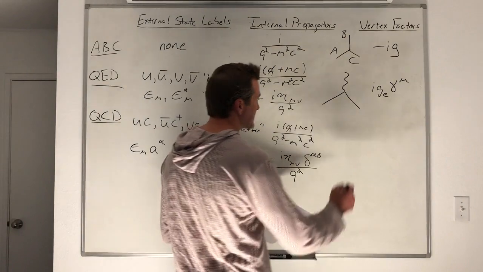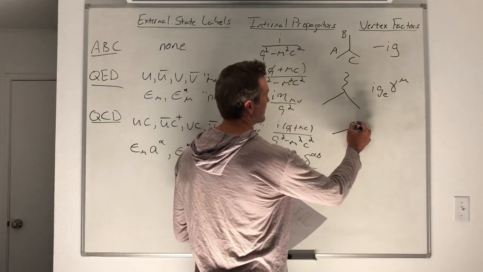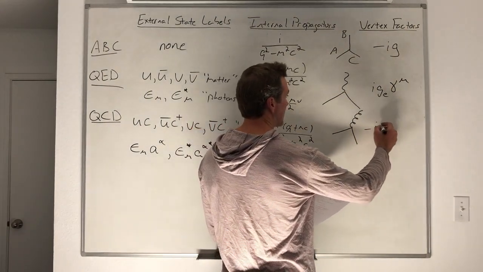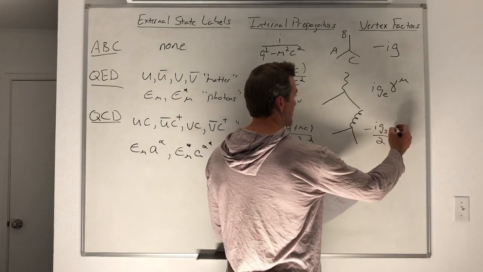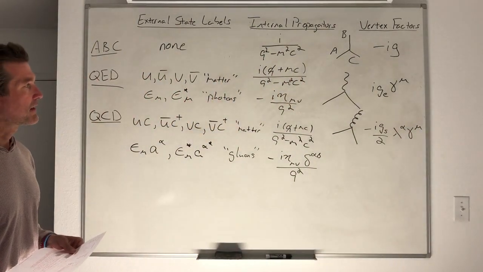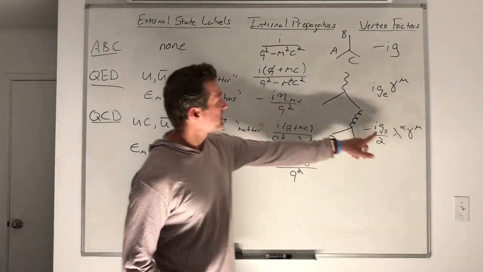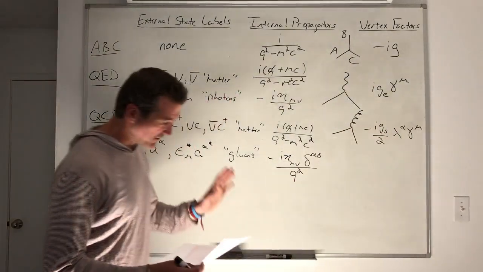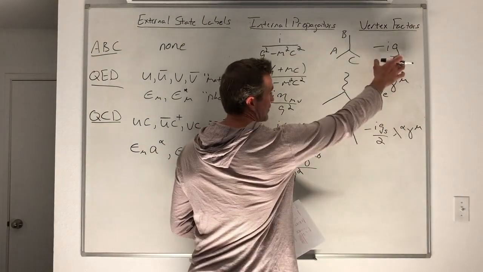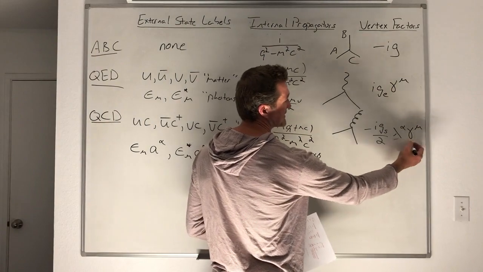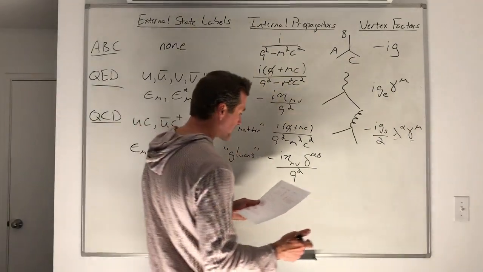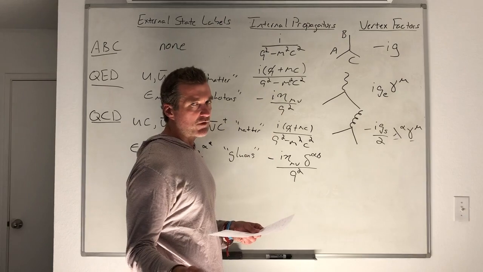And then what about the vertices? Well, the vertices for QCD are relatively simple. We've got this vertex, and that vertex deserves a factor which is given by minus I G strong over 2 times lambda alpha times gamma mu. This is just remembering the lambda alpha. Well, I'll talk about what lambda alpha is in a minute, actually. But obviously, this is more complicated than the QED case, which is obviously more complicated than the ABC case, because we've got these structural things in there. This is just talking about the strength of it, and then these are kind of giving it some weird transformational properties.